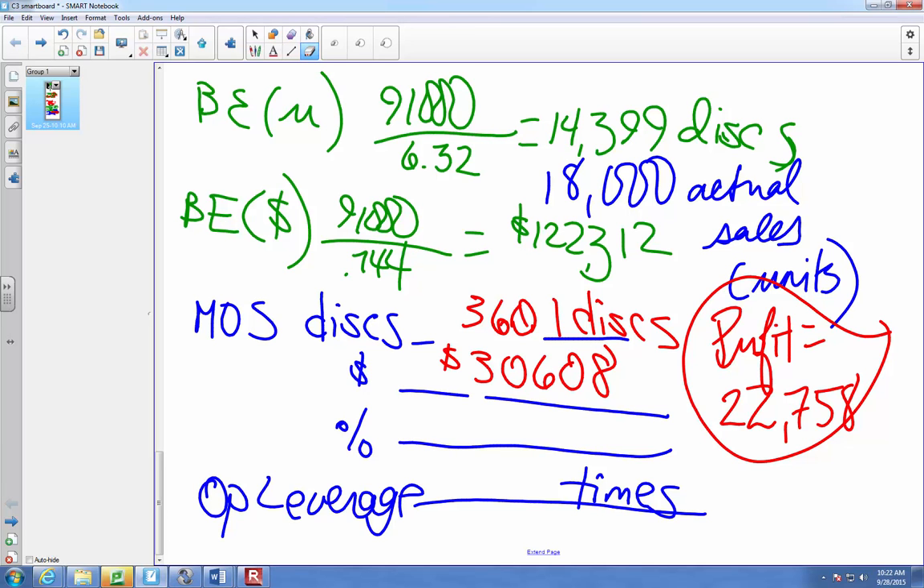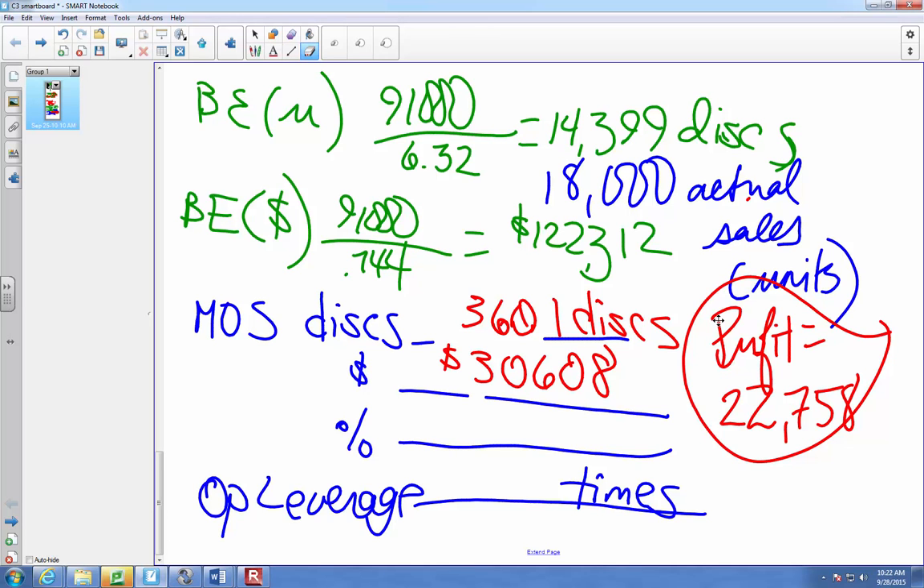It's the amount my sales can drop before I hit break even. Right? Actual sales. How many sales do I need to have to break even? 3,601 discs I can drop before I hit break even. How did I translate it to the dollar? I multiplied it by the selling price per unit. So the last question, Perry, is what percentage can my sales drop before I hit break even?